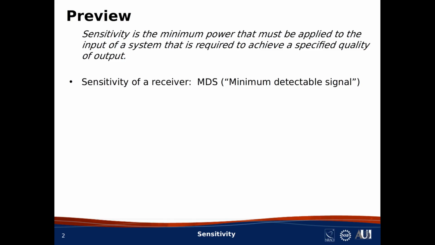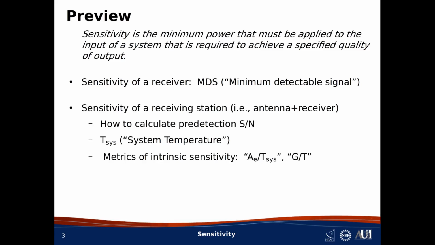First, we'll talk about the sensitivity of receivers. For this, the concept of MDS, that is, minimum detectable signal, is useful. Then we'll talk about the sensitivity of receiving stations, that is, combinations of antennas and receivers. First, I'll show you how to compute pre-detection signal-to-noise ratio, which is a metric of output quality, and we'll do that given parameters that we've defined in previous lessons.